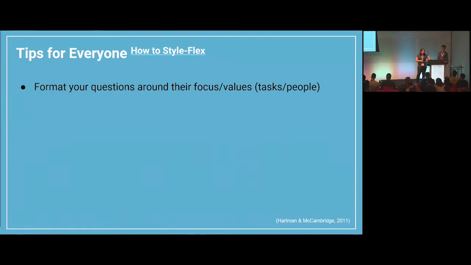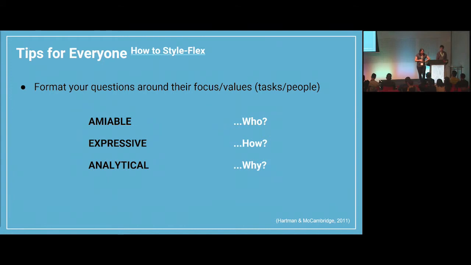Next one. There are ways you can ask questions. You don't always have to ask them in this format, but they can be beneficial if you're having trouble communicating with someone. An amiable person likes who questions. So, who have you considered in creating accessibility features? For an expressive person, how questions are really great. So, how are we going to make our game accessible? Analytical: why? Why are we implementing features in this way? And a driver: what? What are the outcomes we're working towards with this feature? So you're assessing the same thing, but you're using a question that works towards what that person will be thinking of first. Again, you don't have to use this format, but if talking's not working, try this out.